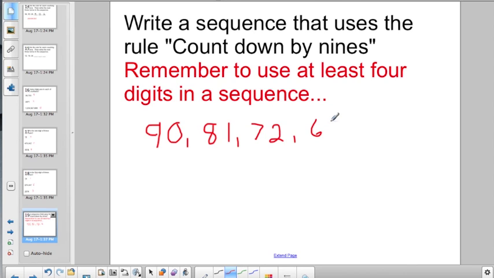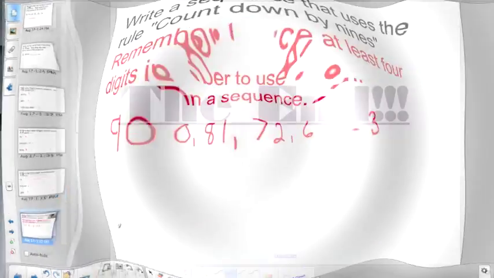Now, depending on where you start, these are one of those subjective math answers. There can be more than one right answer, all depending on what you wrote down for your first term. The important part is that you consistently count down correctly.